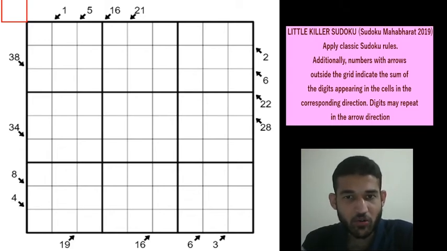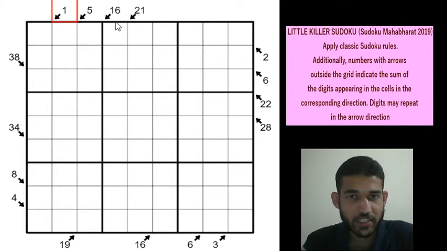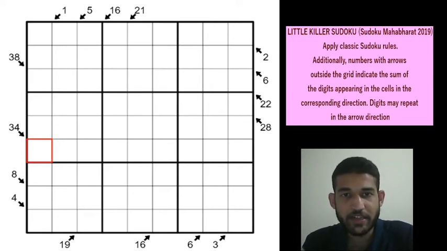With that, we will move to the rules of the Sudoku. In addition to standard rules, we have clues given outside the grid. What those clues indicate are the sum of the digits which occur in the direction of the arrow. For example, let's take this 21. It is pointing in this direction, right? So the 21 clue is the sum of this cell, this cell, this cell and this cell. Similarly, if you look at any other clue, 34 for instance, 34 will be the sum of these 4 cells. Digits may repeat in the direction of the arrow. There is no restriction on that part. So with that, we'll start solving the Sudoku.